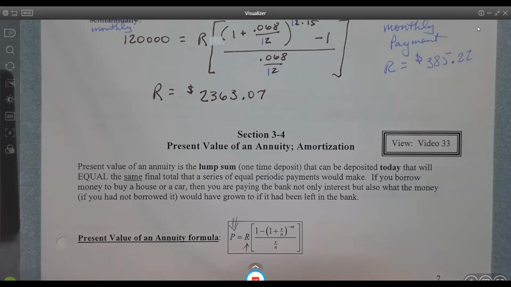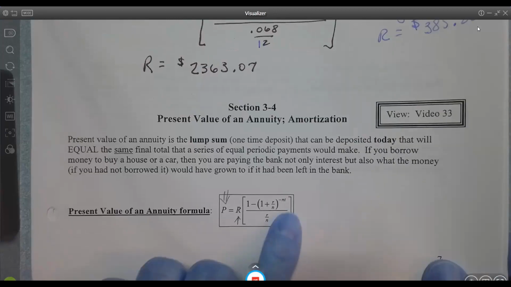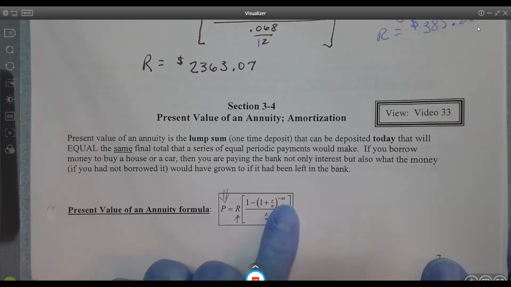The exponent up here is a negative nt. The little r, little n, little t is the same things we've used before, but that is a negative there. If you don't have that, then it really messes up the problem.